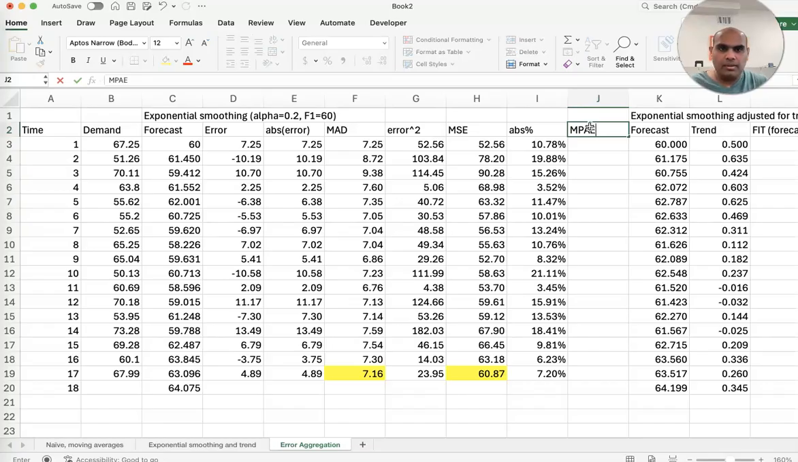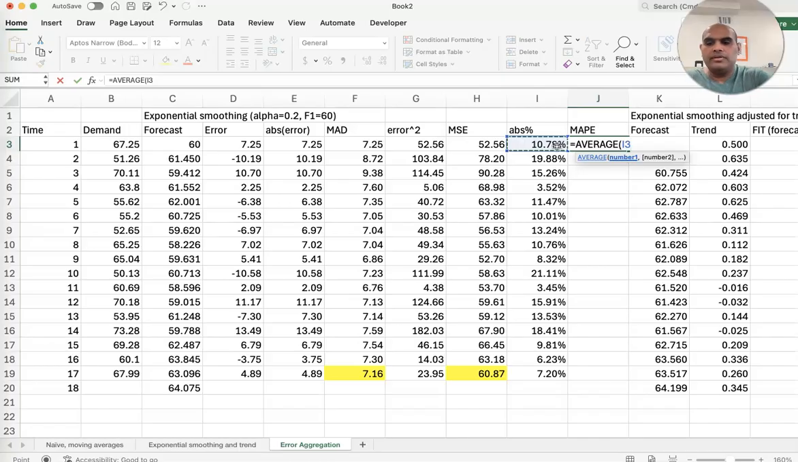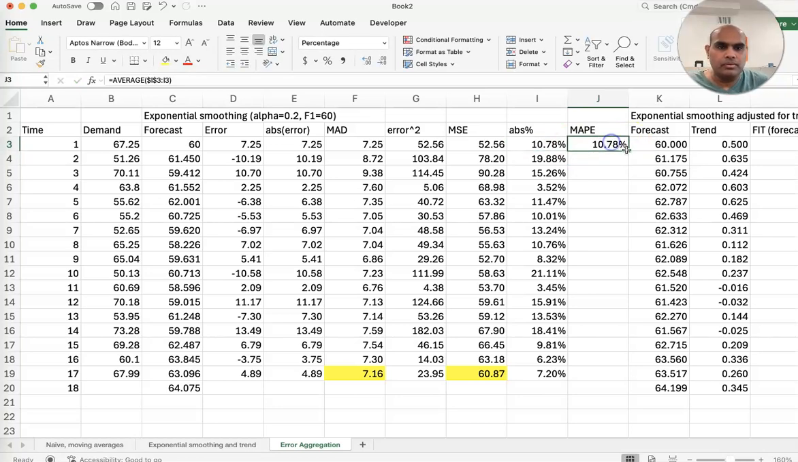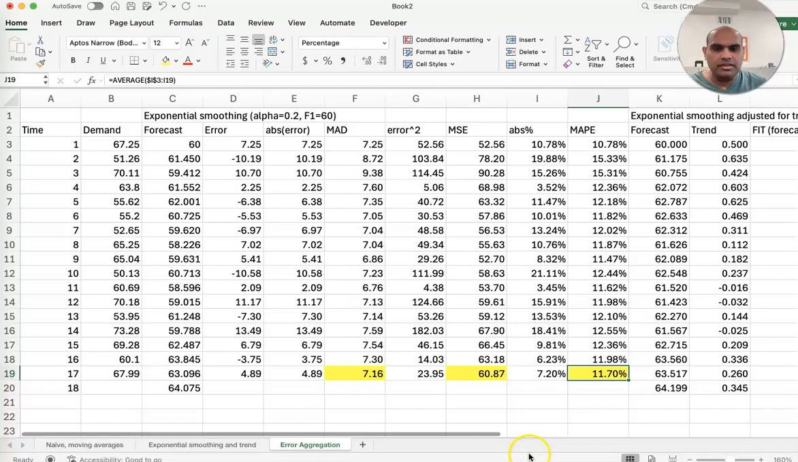So MAPE. There'll be, again, average. So the same trick. We'll say average starting from here, always starting from there, but ending in different rows. So no dollar signs right there, right? All the way down, and there you go. So my average error is about 11.7%. That's for the first method.